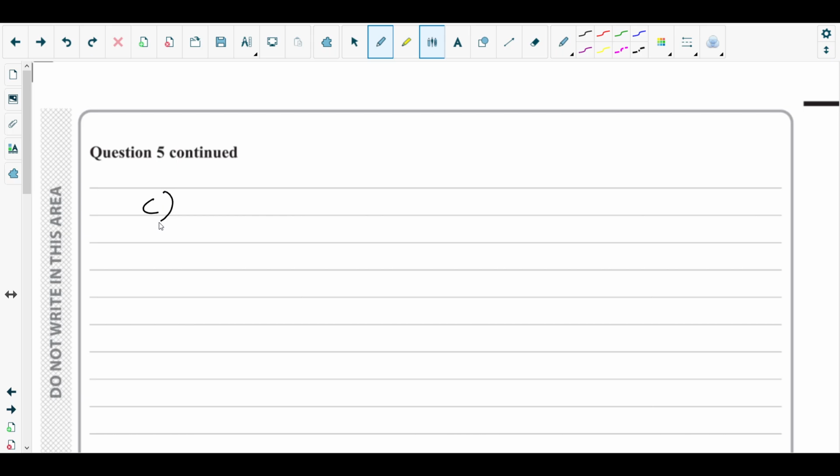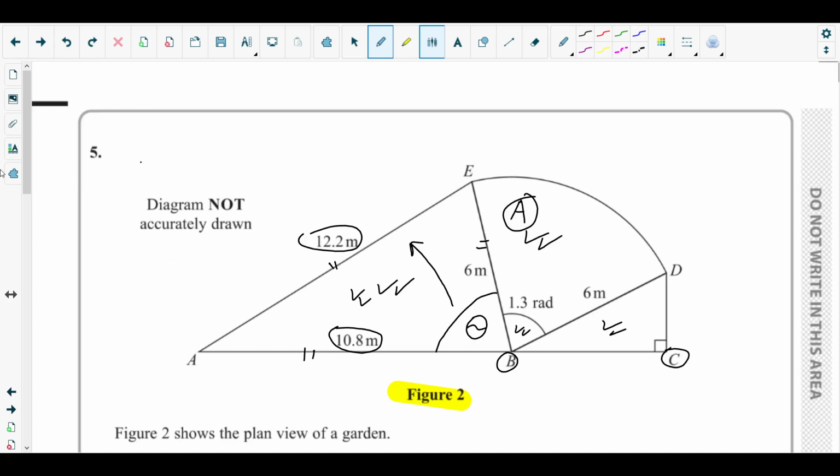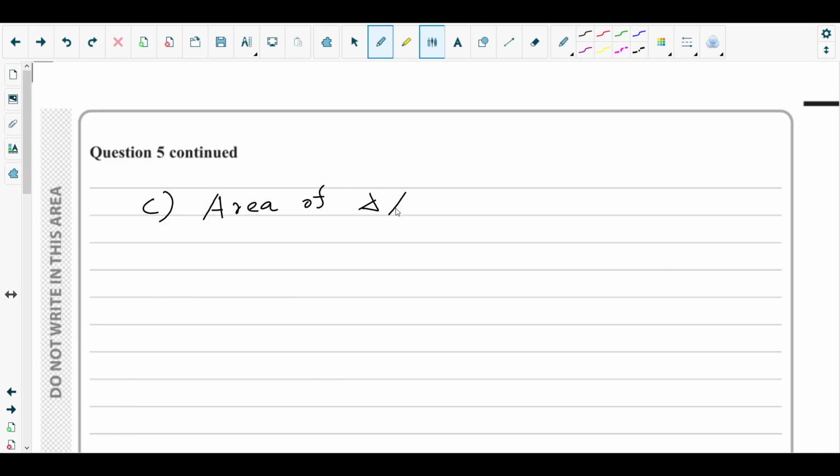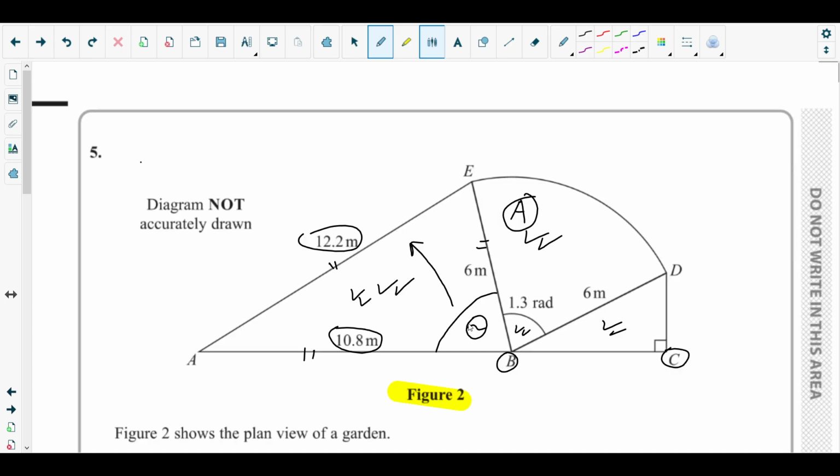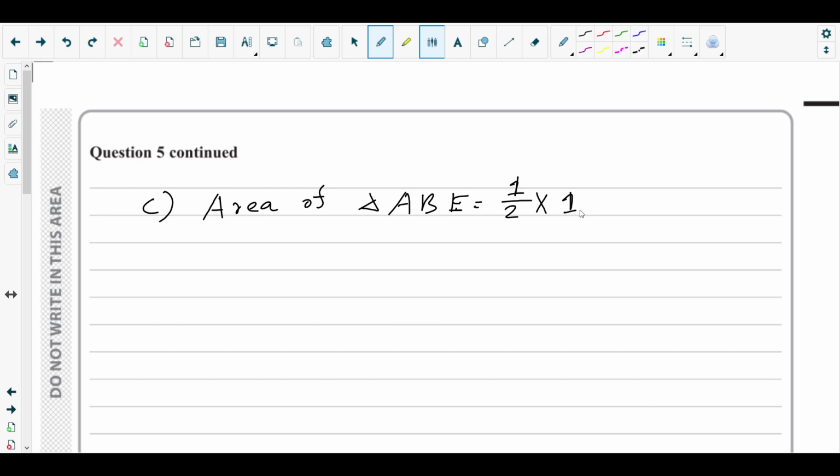Okay, for part C, which area? Area of triangle ABE, most probably ABE, right? It's ABE, correct. This is equal to half of AB sine theta. What's AB? The two adjacent sides to the angle theta. So we are considering this angle theta, right? So in that case, the adjacent sides are 10.8 and 6, times sine theta. Times sine theta is how much?